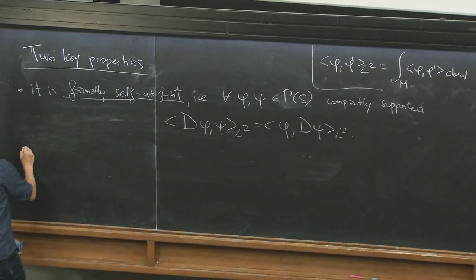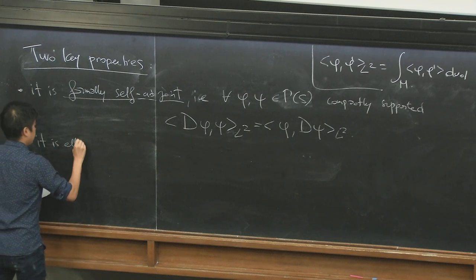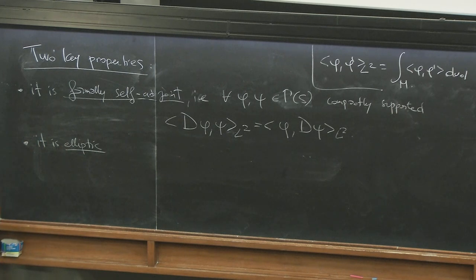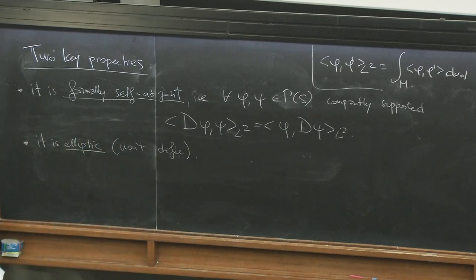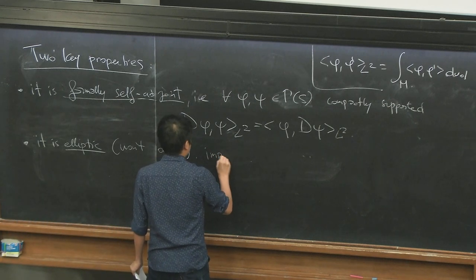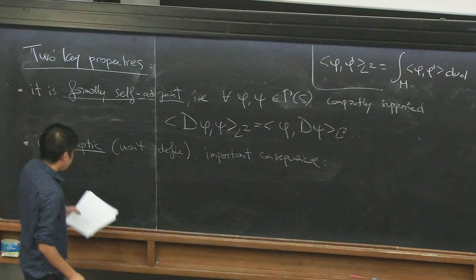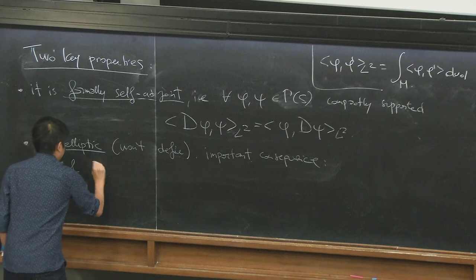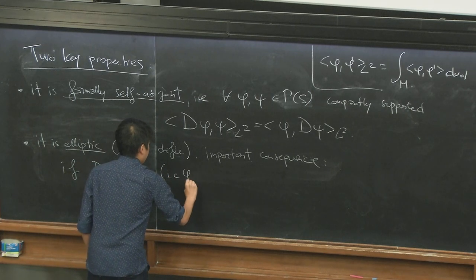Another very important property is that it is elliptic. This is a very important analytical property of the equation. I won't define it, but we will use a lot of the consequences of this ellipticity. A key consequence is that if D phi equals zero, so if you have a solution to the Dirac equation, then phi is harmonic.